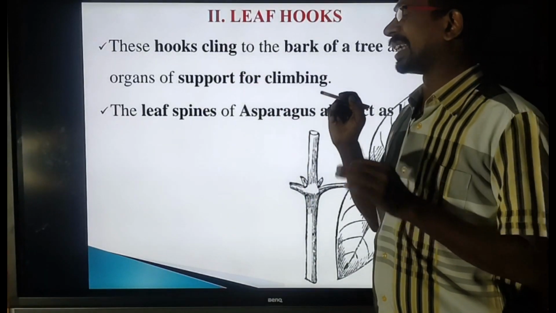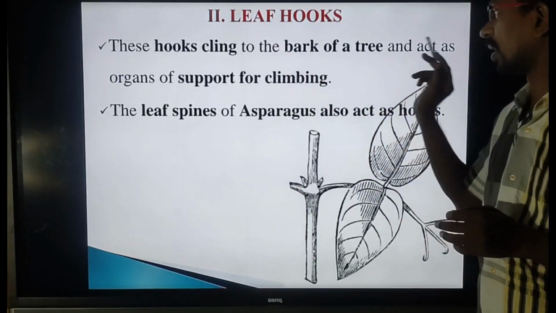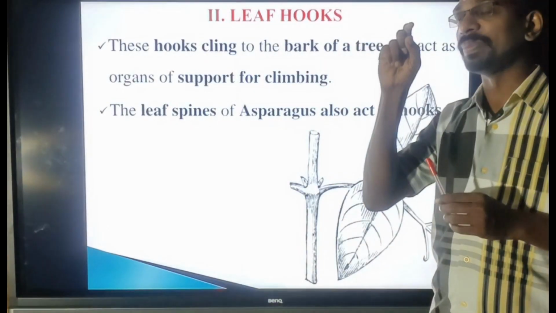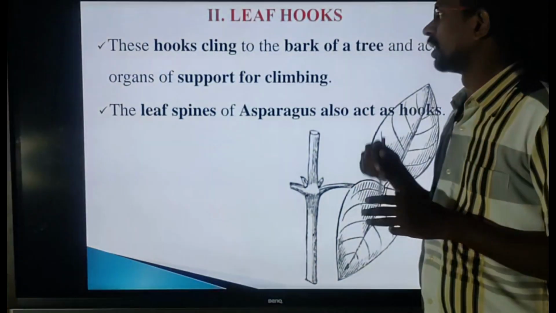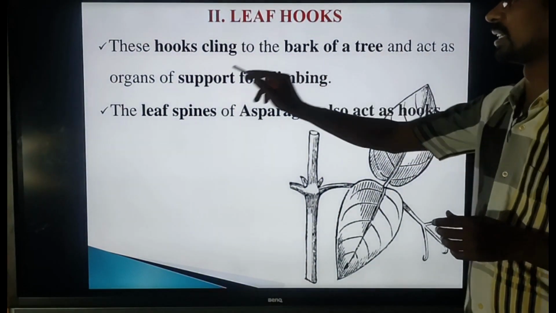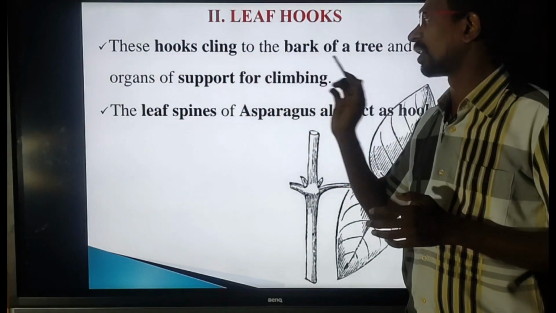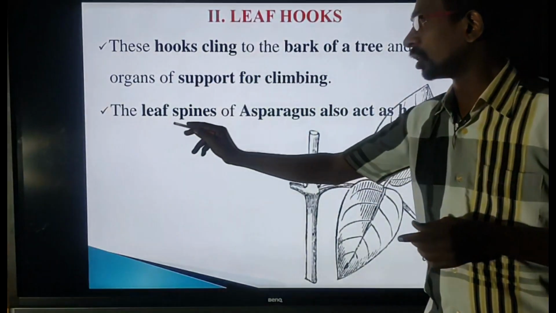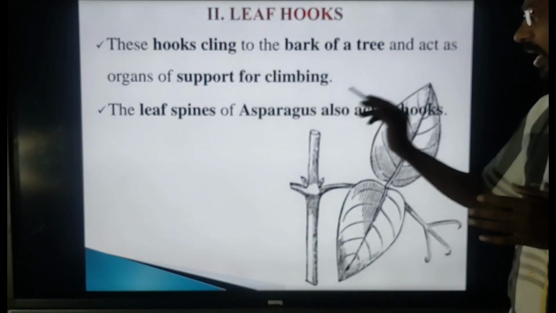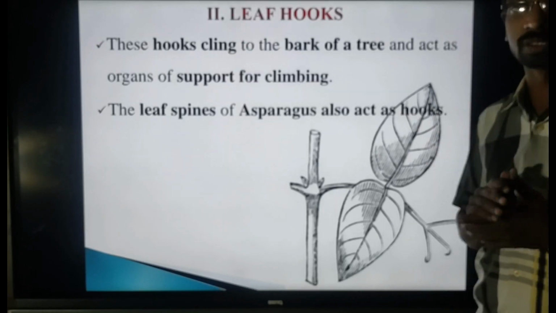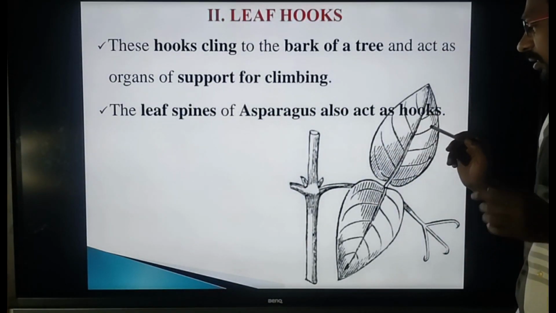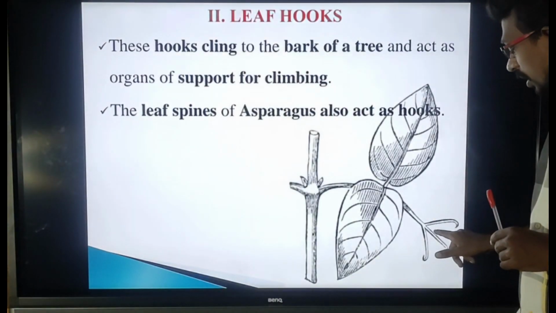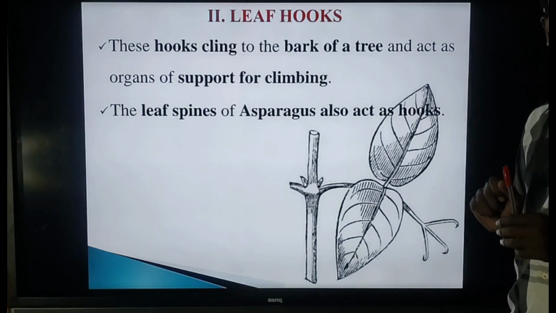So this hook clings to the bark of the tree. The hook-like structure will be attached to the bark of the tree and acts as an organ of support for climbing. The leaf spine of the asparagus also acts as a hook. So this is also a hook-like structure, like the nail of the cat.